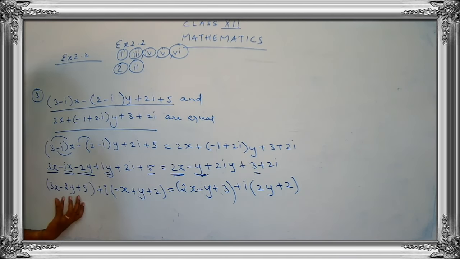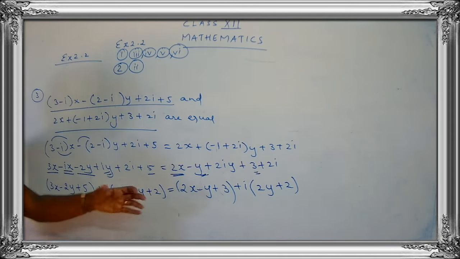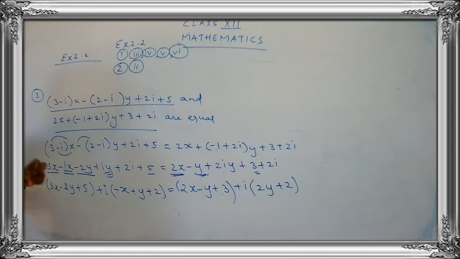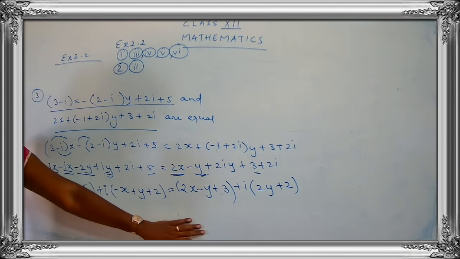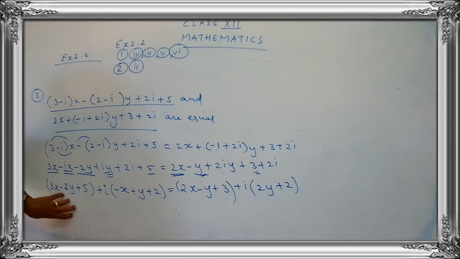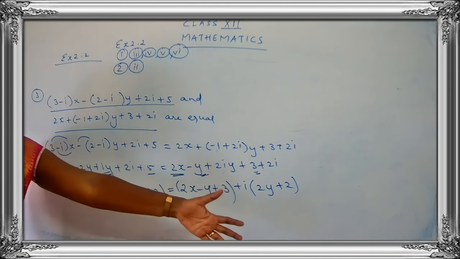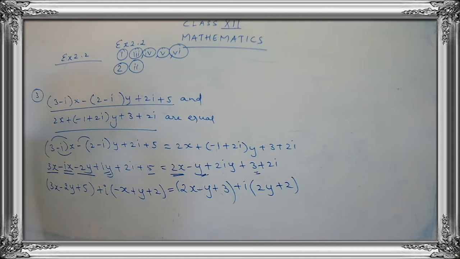So we have a real part and the imaginary part. What your work is, you are going to equate the real part with the real part, and the imaginary part with the imaginary part, and you are going to solve and try to get the value for x and y. So just note down till here, children.